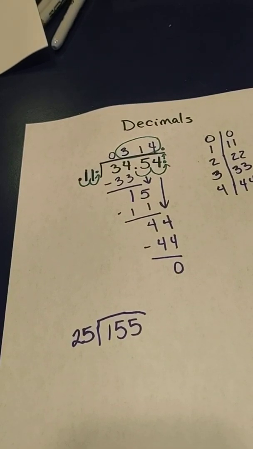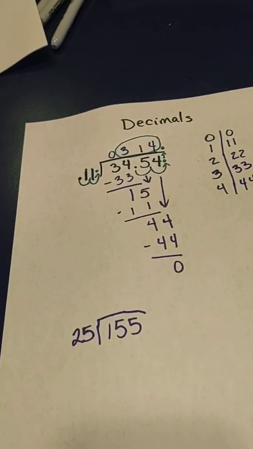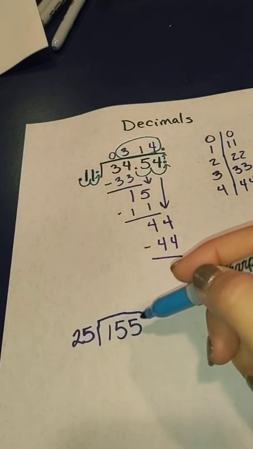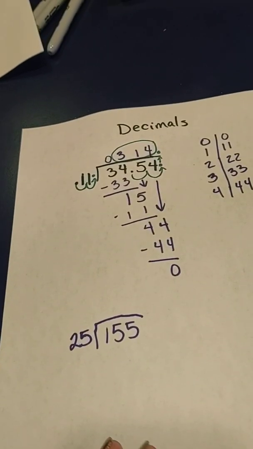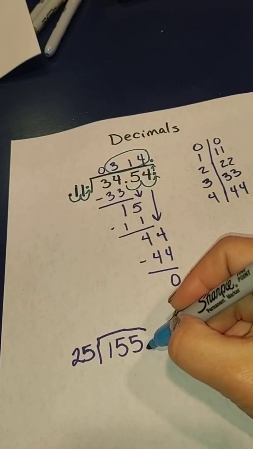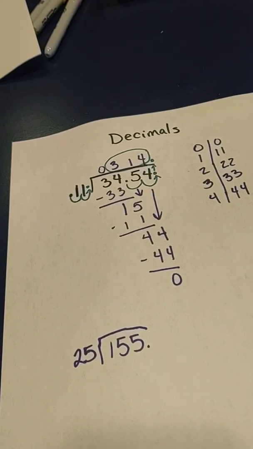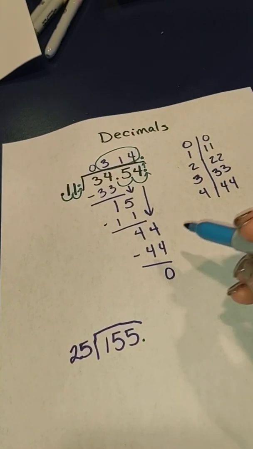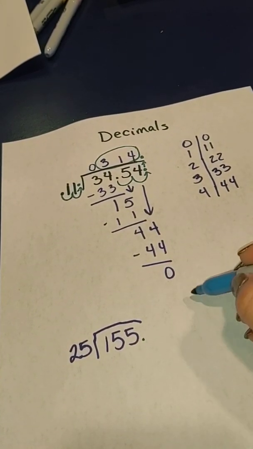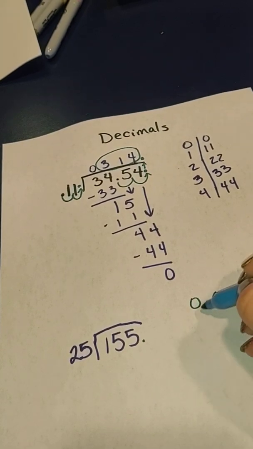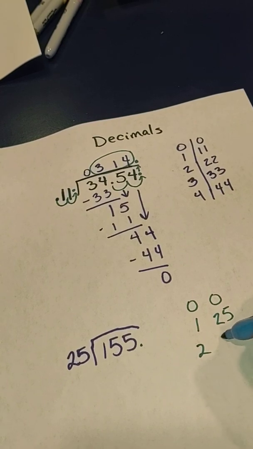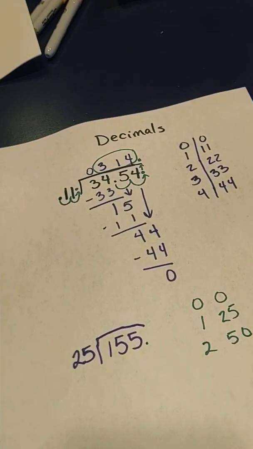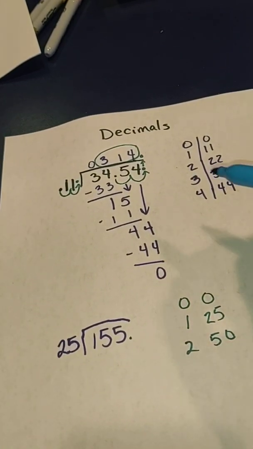Okay, so now we're going to do an example where there are no decimals in the problem. They're all invisible. So that means my decimal is actually right here, and that's okay. So we're still going to do our division like normal. I'm not going to write the whole chart, I'm just going to get started.